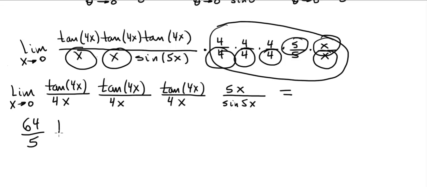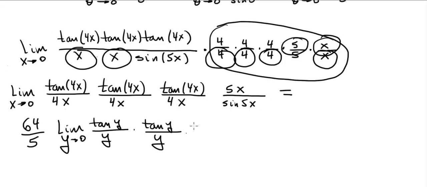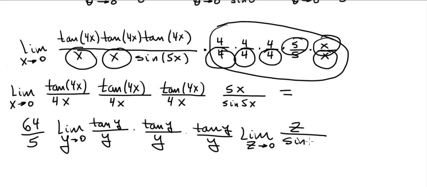So I can write it as limit. Remember, 4x is y. y goes to 0. That would be tangent y over y times tangent y over y times tangent y over y. And then another limit, z is 5x, so limit as z goes to 0 of z over sine of z.